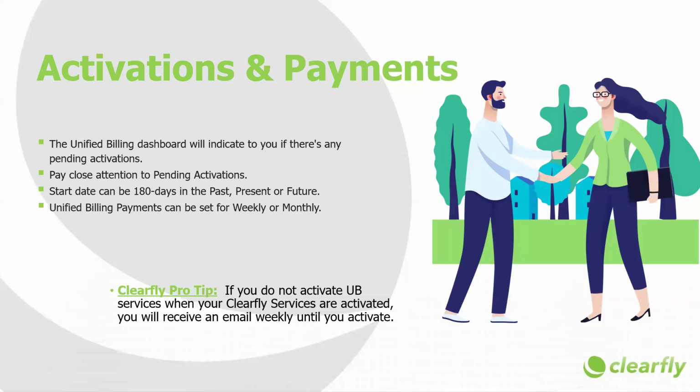Activations and payments are the last things we'll go over. We'll show you in the unified billing dashboard whether you have any pending activations, and you'll obviously have to pay close attention to those activations. Important to note that the start billing date can be up to 180 days in the past. It can be for that day, or it can be up to 180 days into the future. Unified billing payments can be set for weekly and monthly, and I'll show you where that is in the actual payout account area.